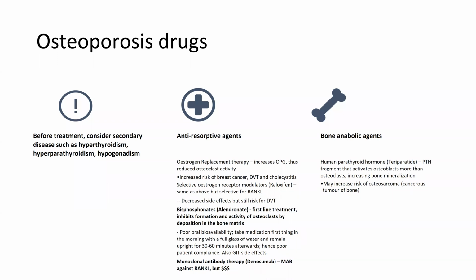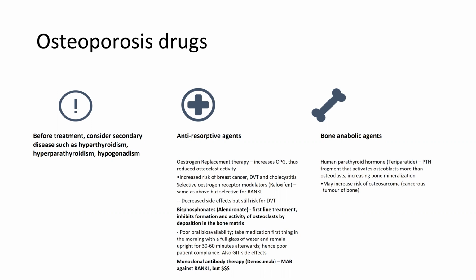So before treatment of osteoporosis, consider whether osteoporosis is caused by hypothyroidism, or just any hormone imbalances, really. Your treatment for it, for women especially, is estrogen replacement therapy. We try to avoid that a little bit because there's an increased risk of breast cancer, deep vein thrombosis, and cholecystitis.